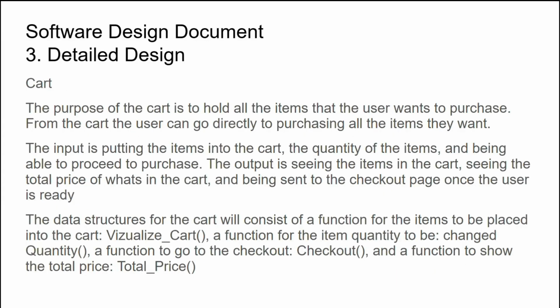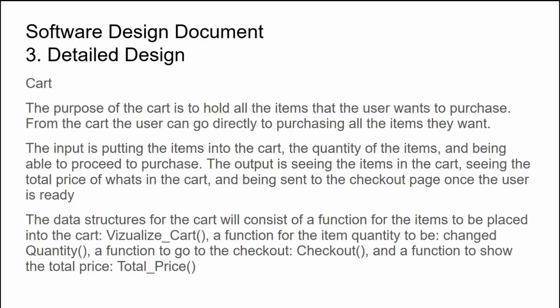The cart. The cart component holds all the items that the user wants to purchase. From the cart, the user can go directly to purchasing all the items they want. The input is putting the items into the cart, the quantity of the items, and being able to proceed to purchase. The output is seeing the items in the cart, seeing the total price of what's in the cart, and being sent to the checkout page once the user is ready.